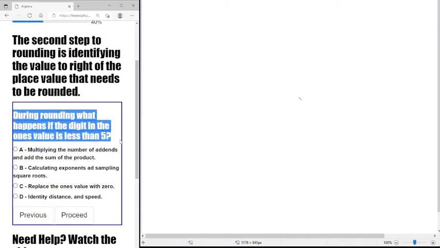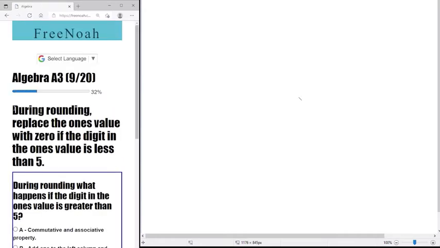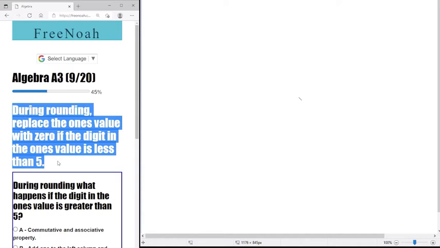All right, let's move on to the next question. It says, during rounding, what happens if the digit in the ones value is less than 5? We're continuing our discussion here on rounding. This is asking us basically step 2, after identifying the digit and the place value that needs to be rounded, what's the second step?